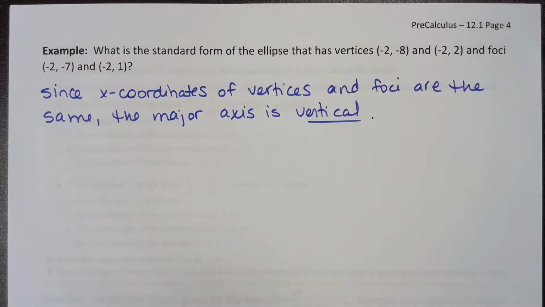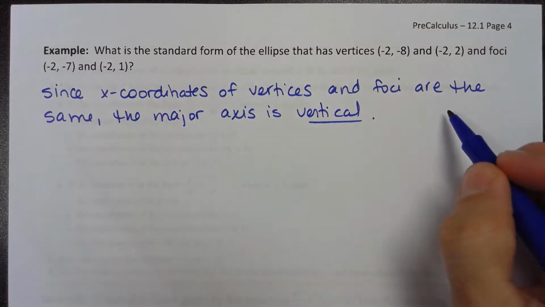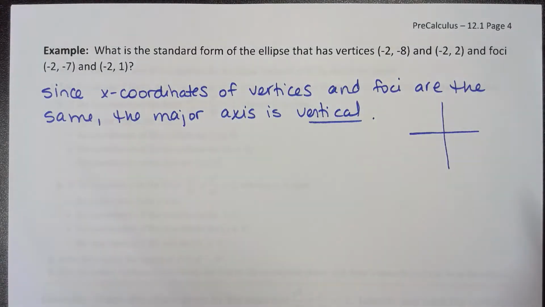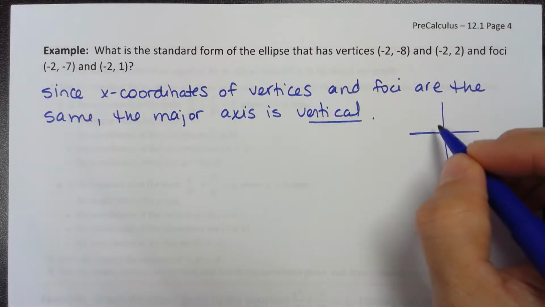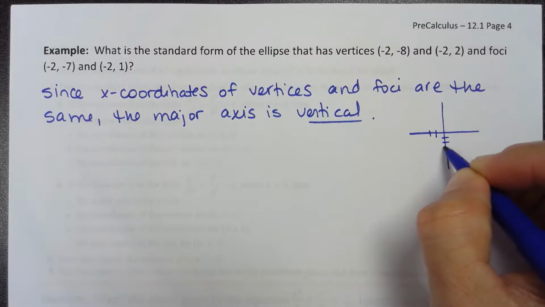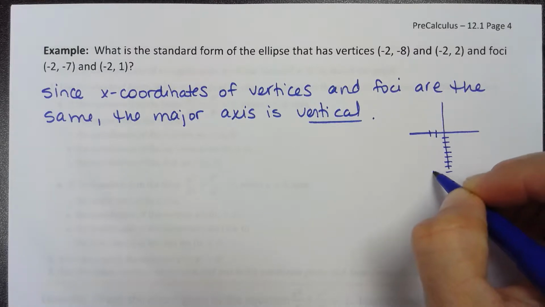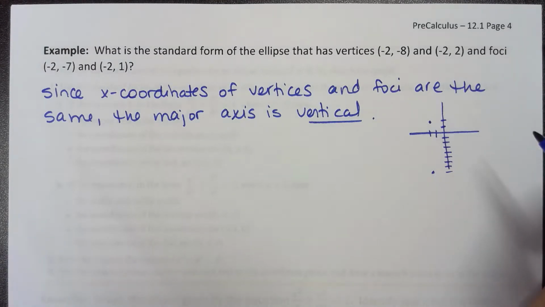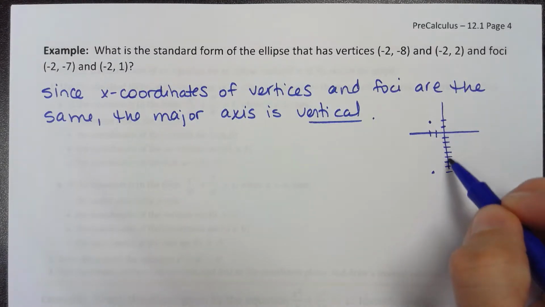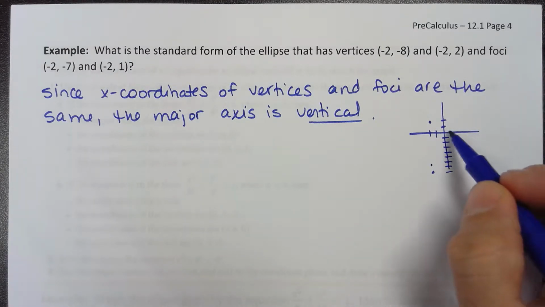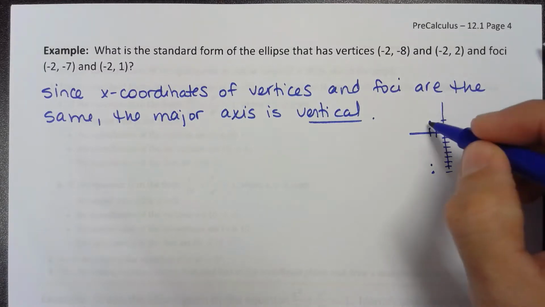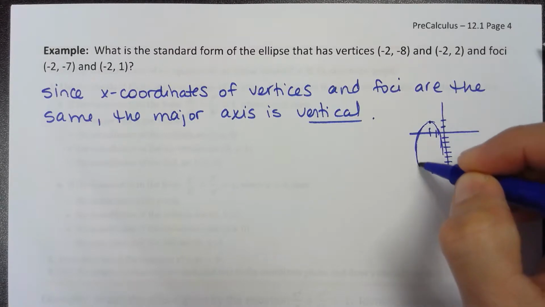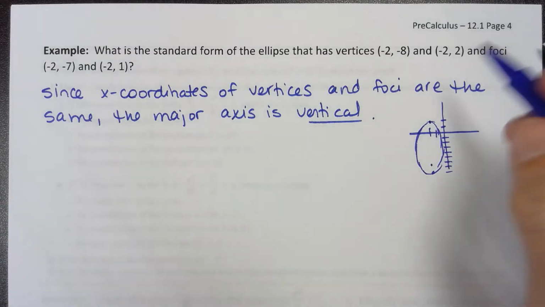Now, sometimes it may even help you if you sketch out a picture of this. So we have (-2, -8). That's a vertex. We have (-2, 2). That's a vertex. We have (-2, -7), and we have (-2, 1). Those are the foci. So we know that it's going this way, right? So we can see that we have a vertical major axis in this case.